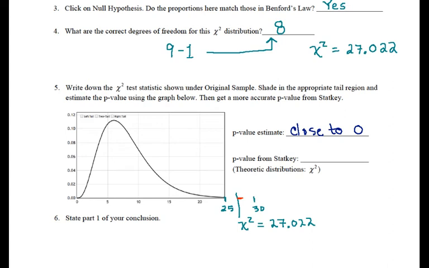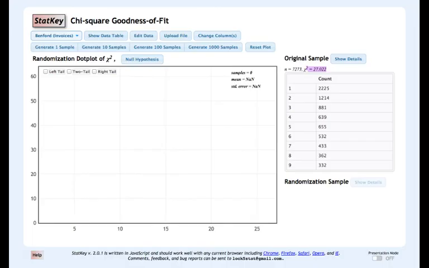I'm only going to be this vague if it's all the way off the chart. I would not call 0.02 close to 0. Close to 0 is like it's probably 0.00 something, right? Close enough to 0 that we don't really care to estimate it anymore. And we'll go into StatKey now and see what their calculation of that p-value is.